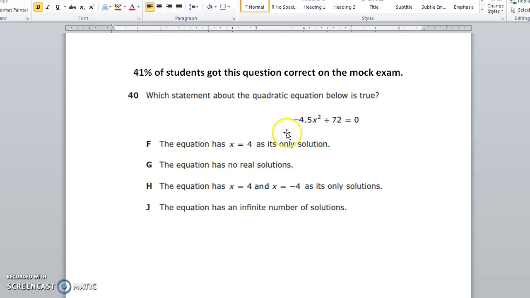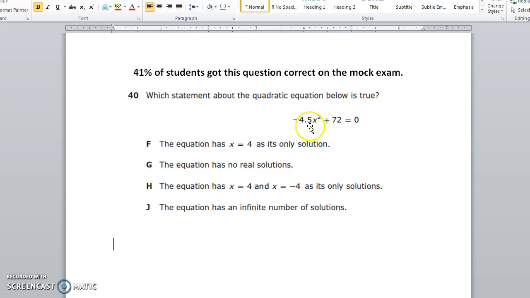So the answer choices, when I'm scanning them quickly, it's all talking about solutions. Solutions means a value that I can substitute in for x that would make the statement true. So here's the first answer choice. The equation has x equals 4 as its only solution. So it's saying that if I take 4 and plug it in, I'm going to get a true statement.